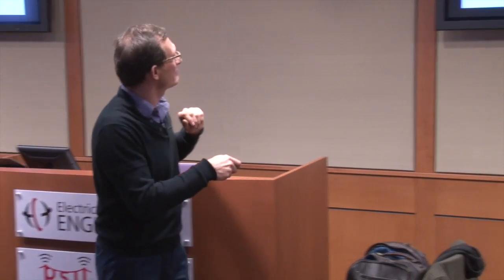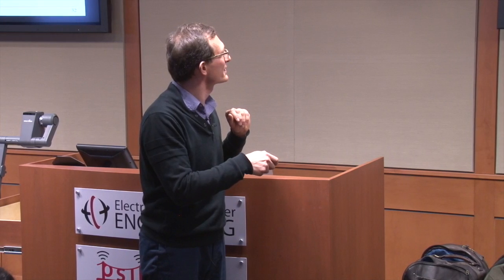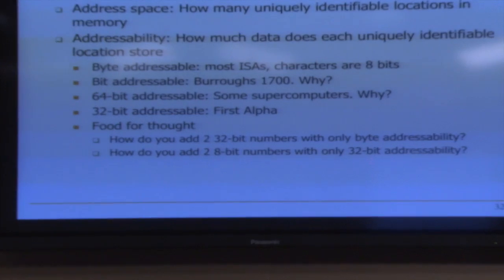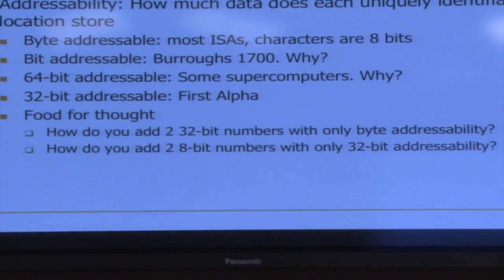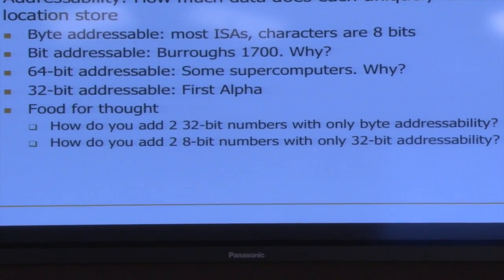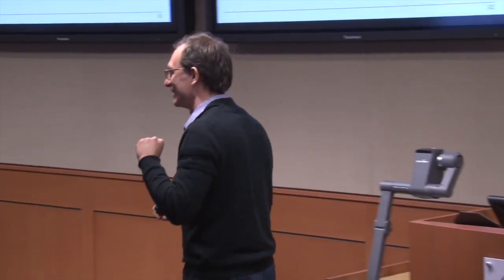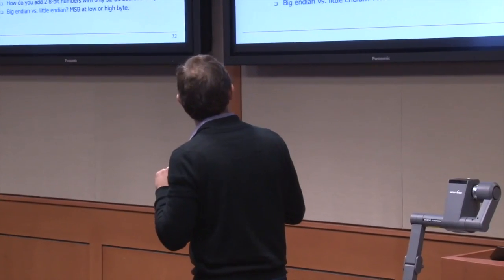This is not part of your homework, but this is something you can think about. Assume that you have only byte addressability. How do you add two 32-bit numbers? And assume that you have only 32-bit word addressability, like the first Alpha. How do you add two 8-bit numbers? This could be a good homework question, or maybe an exam question. You can think about it.